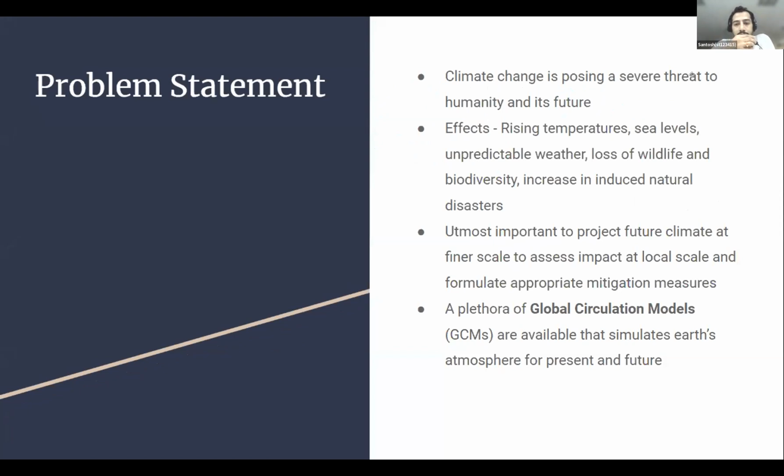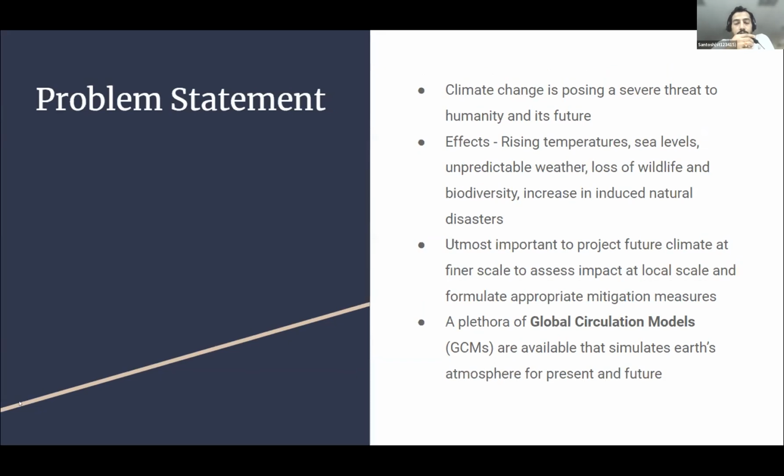We might have heard of climate change, and it's posing a severe threat to humanity, and it's likely to exacerbate in the near future as well. The effects of climate change are rising temperatures, rising sea levels, unpredictable weather, loss of wildlife, biodiversity, and more. So it is of utmost importance that we project the future climate as of now, and formulate the appropriate mitigation measures to combat climate change issues.